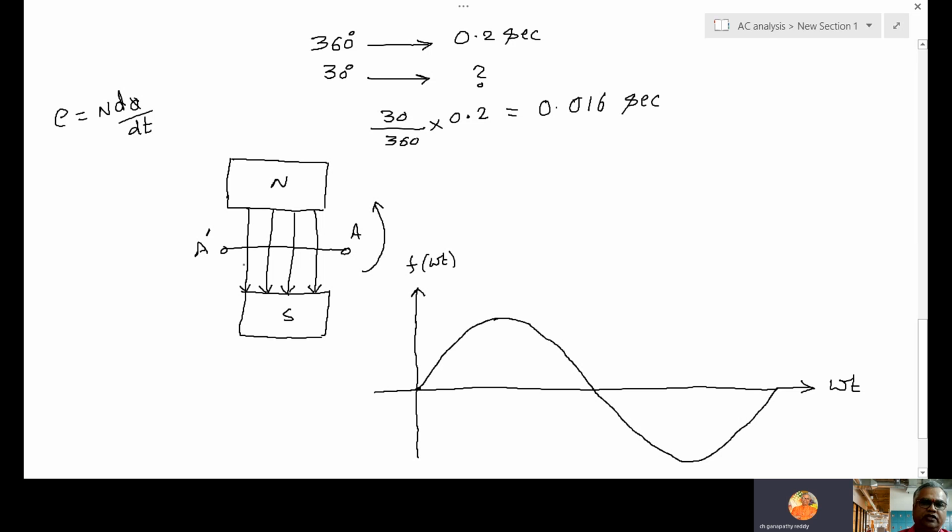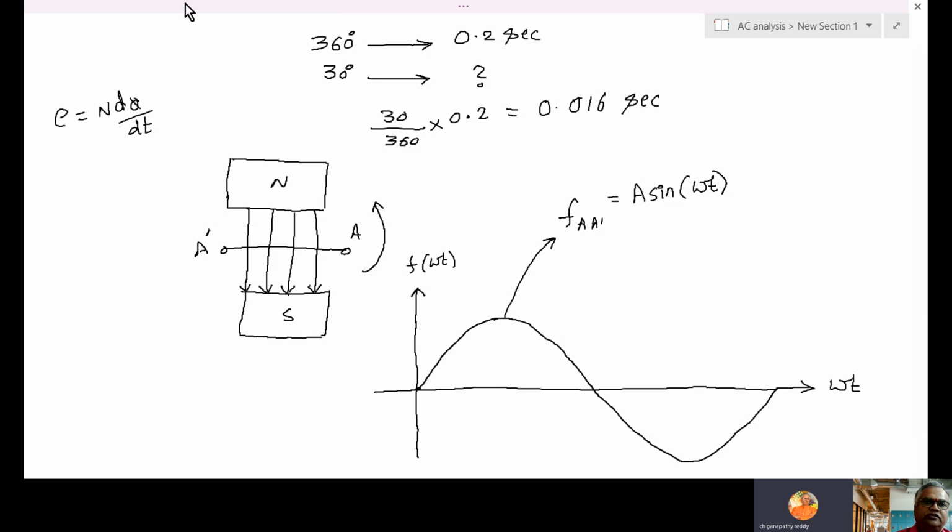When conductor is rotating under these magnets, north pole and south pole, horizontal 0 voltage, vertical maximum, again this side A dash, again horizontal 0, then downward A, upside A prime, again negative maximum, again same position 0. So this is the signal. I can write it as F of A A prime equal to A sin omega t. A is the peak value.